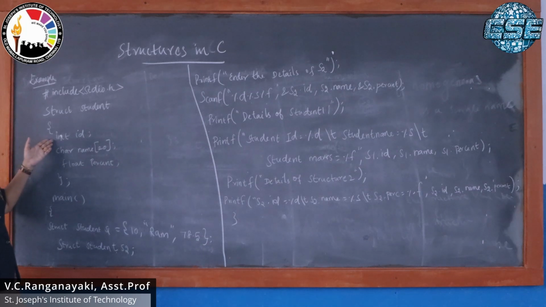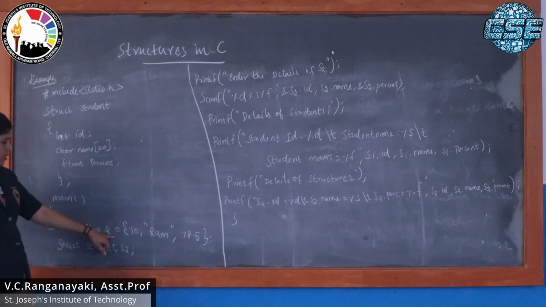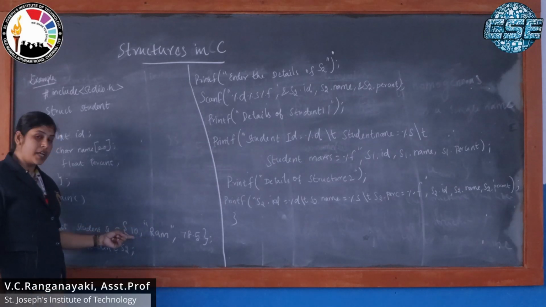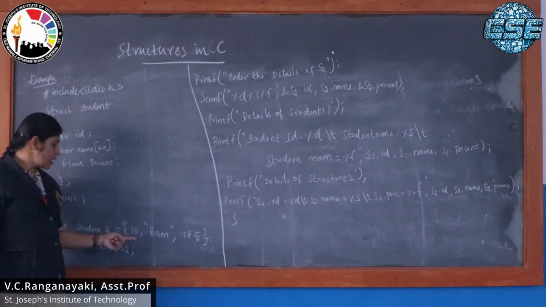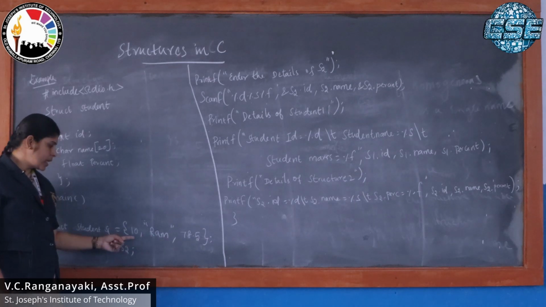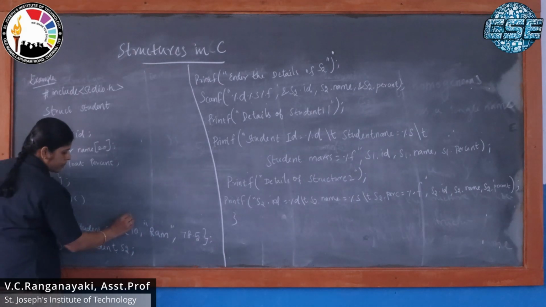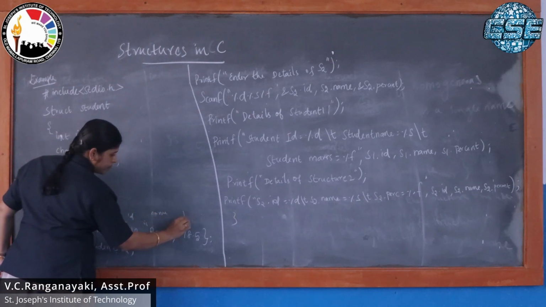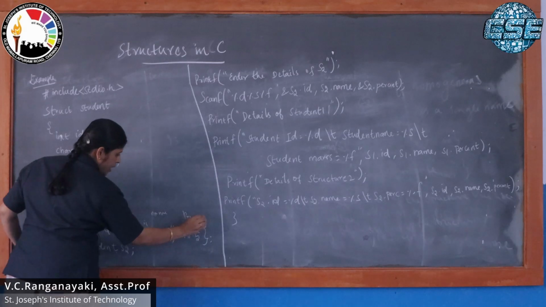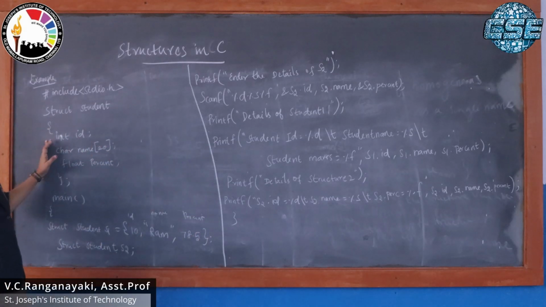I took the details of student id, name and percent. In the first step I assigned the values of S1, student 1 details. I initialize the values at compile time. Compile time means we give it like this: 10 is the roll number, meaning the id of student 1, then the name and the percent of student 1.